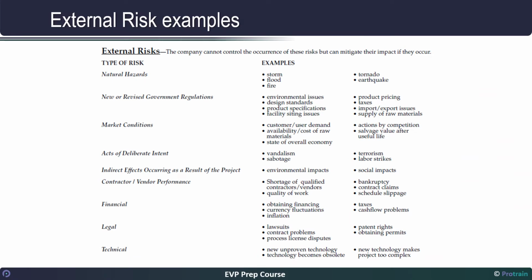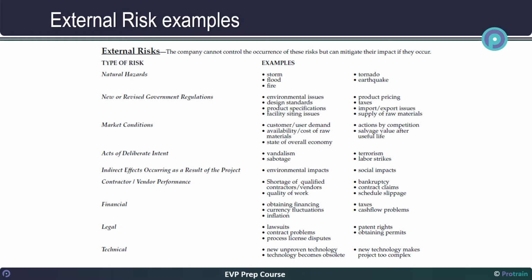In this slide we shall talk about external risks, their types and examples. Before we talk about it, let us first recap what is external risk. We understood in previous slide that external risks are the risks that company or project team cannot control. However, they can mitigate the impact, fully or partially, if such risk events occur.